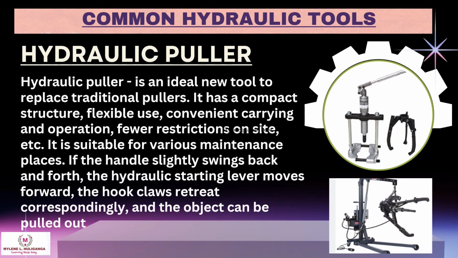Hydraulic puller is an ideal new tool to replace traditional pullers. It has a compact structure, flexible use, convenient carrying and operation, fewer restrictions on site, etc. It is suitable for various maintenance places. If the handle slightly swings back and forth, the hydraulic starting lever moves forward, the hook claws retreat correspondingly, and the object can be pulled out.